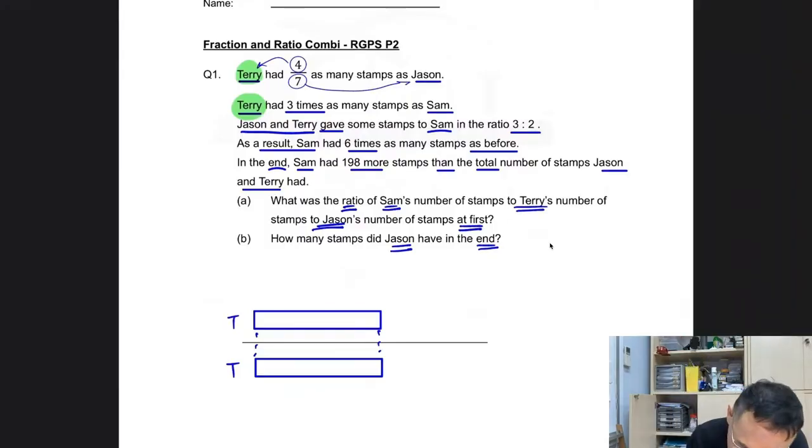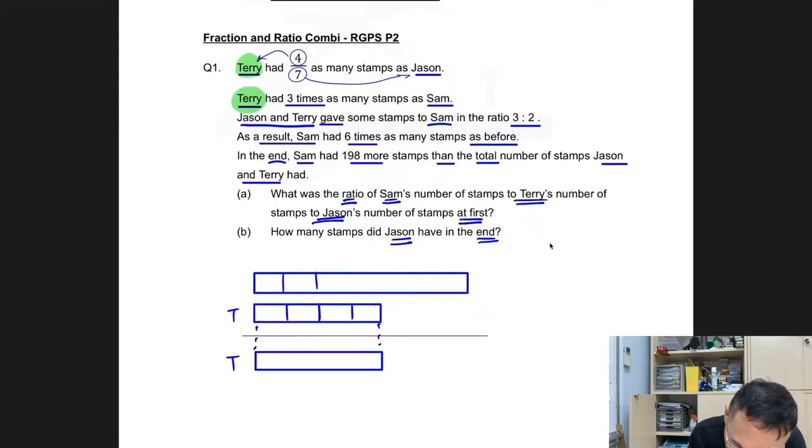Very good. So 4, right? Because it says here that Terry is 4 when Jason is 7. Fantastic. So I'm going to cut this into 4 parts. And of course, that means that Jason's model will be 7 because as you can see here, it's 7. And I'm going to make this longer, about 7. So 1, 2, 3, 4, 5, 6, 7. Okay, done. So this is Jason.